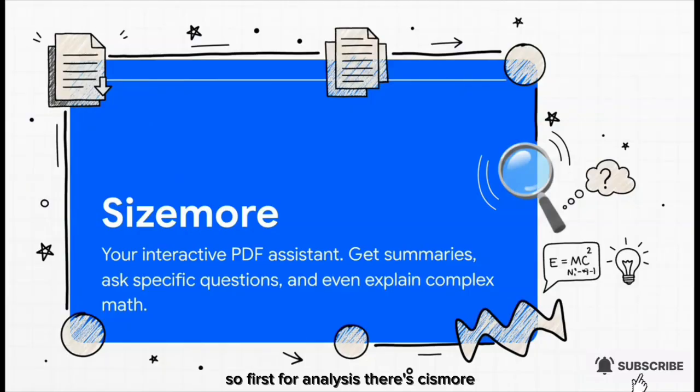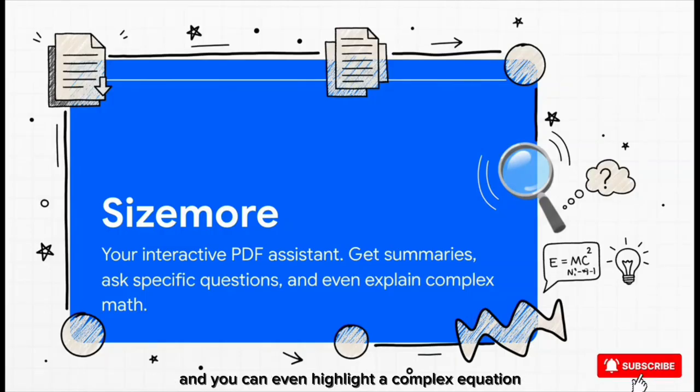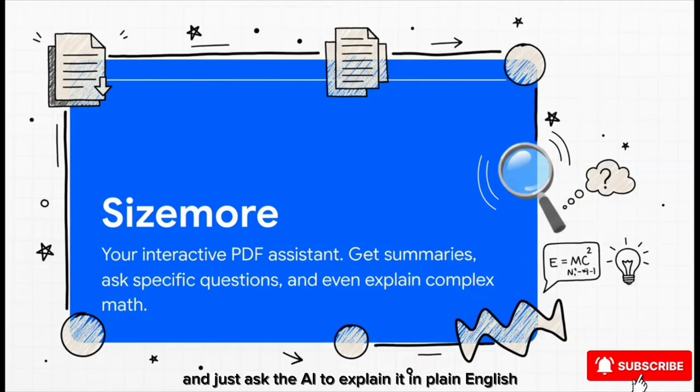So first, for analysis, there's Sizmore. You can upload any PDF, and it basically becomes an interactive document. You can ask it for a quick summary, you can ask really specific questions about the content, and you can even highlight a complex equation and just ask the AI to explain it in plain English. It's like having an expert sitting right there next to you.